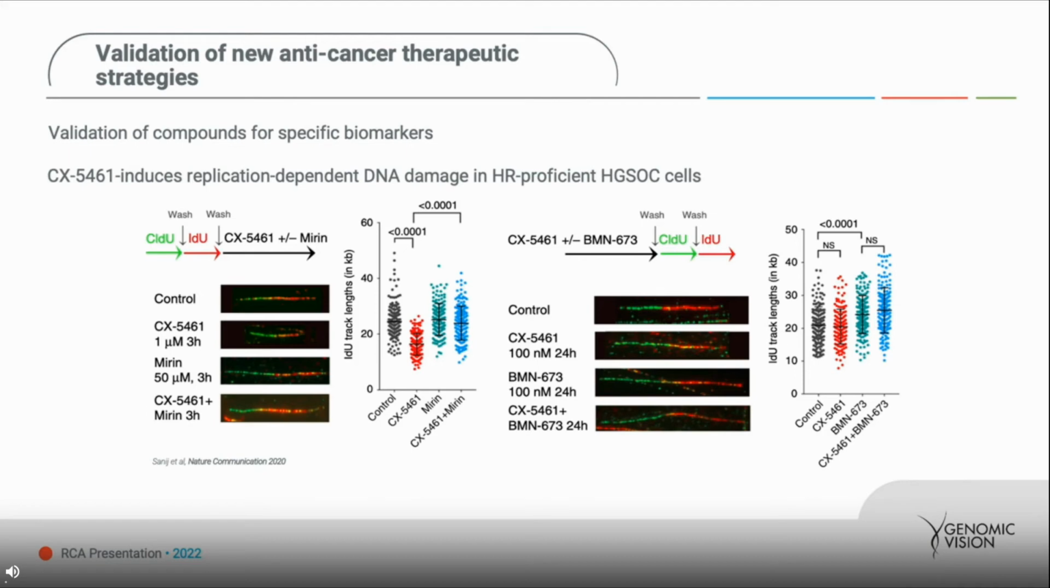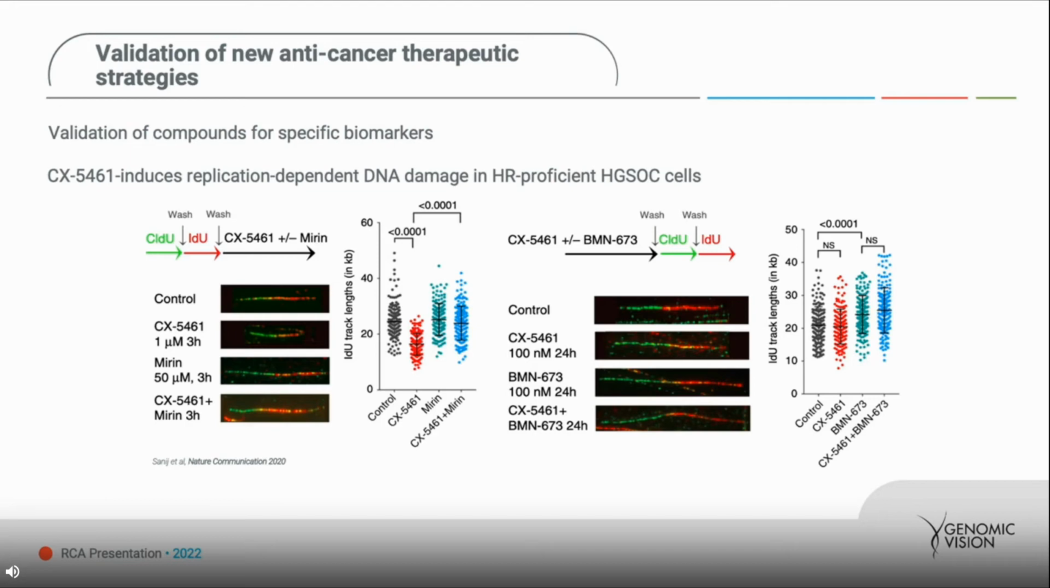And this was rescued by co-treatment with the MRE11 inhibitor, which is called mirin, confirming that the inhibition of the MRE11 nuclease can rescue CX5461-mediated fork destabilization, as you can see in the plot in green and in blue.